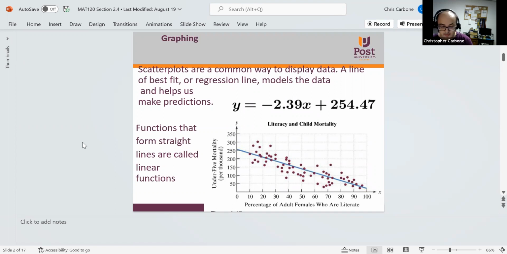You can see an example here on the right, literacy and child mortality. This is the percent of adult females who are literate versus the under 5 mortality per 1,000. And we could see this equation here: y is equal to negative 2.39 times x plus 254.47.